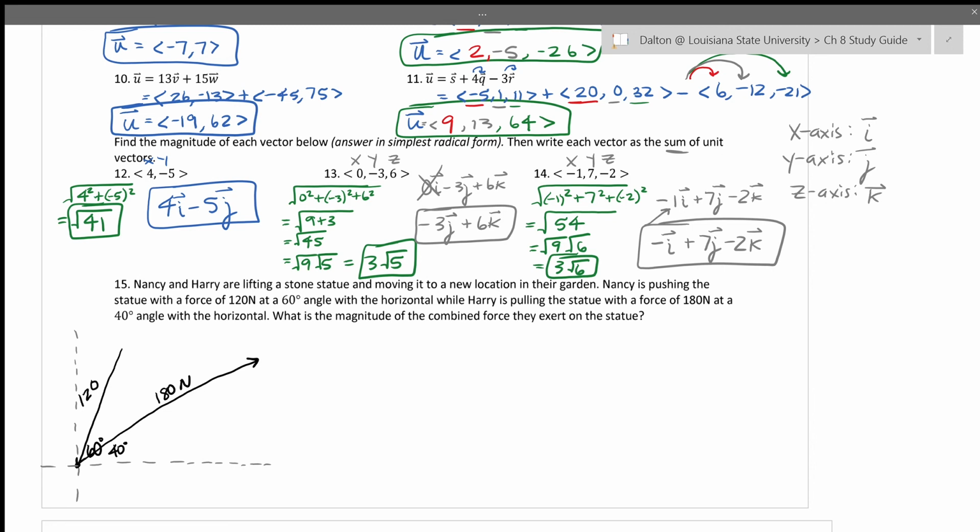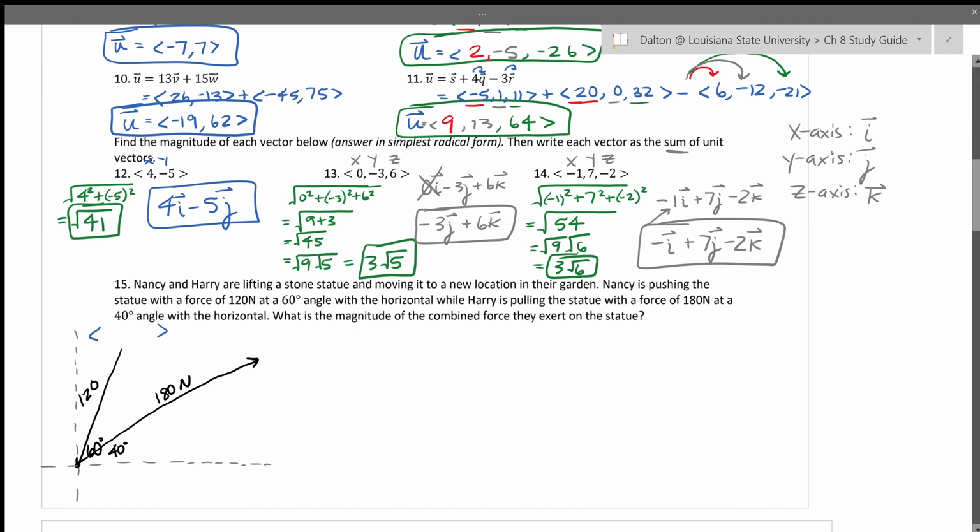In other words, in order to find the magnitude of their combined force, we need to figure out what their vector components are, their x and y components, and then we can add those components together and find the magnitude of their combined force. So in order to find these, let me make Nancy blue. That way, as I'm talking about the problem, we can be focused on color here.